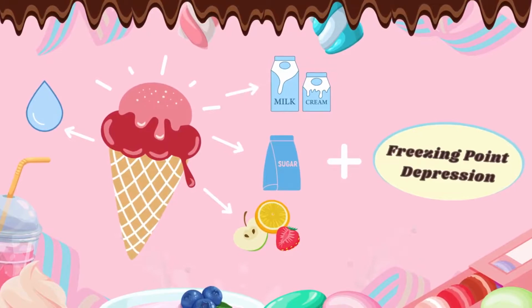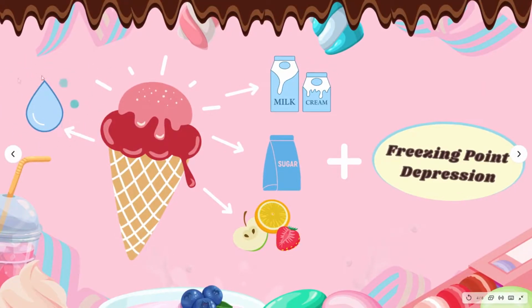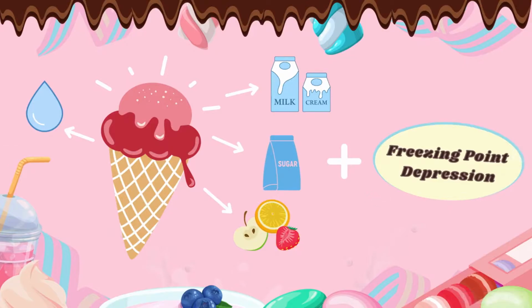As we all know, ice cream is a mixture of water as the main component, along with milk, cream, sugar, and flavorings. A colligative property known as freezing point depression is what turns this mixture into what we all know and love called ice cream.